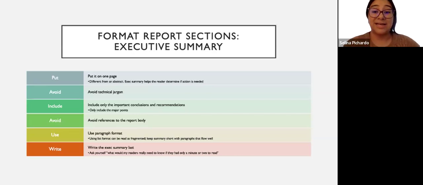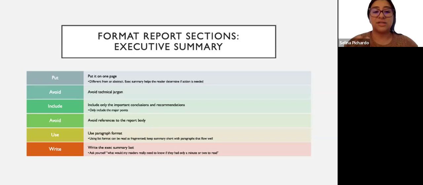You want to avoid technical jargon. Only include language decision makers can understand. You don't want to talk over the heads of the most important readers. Include only the important conclusions and recommendations. Like I said, this usually gives an insight into whether there's going to be a decision needed. So highlight the major points of those conclusions and recommendations that lead to the decision that needs to be made.